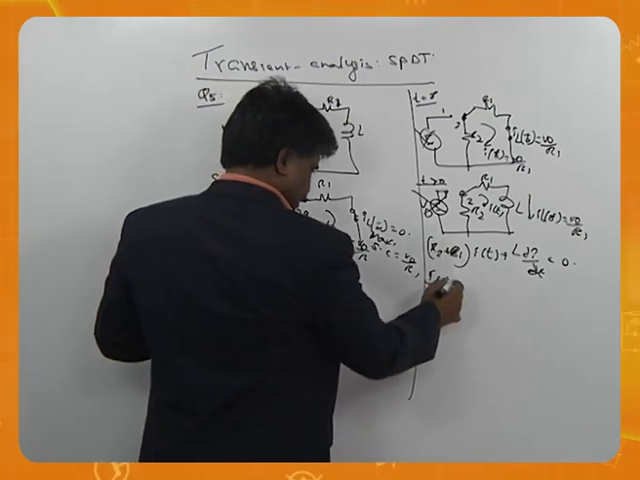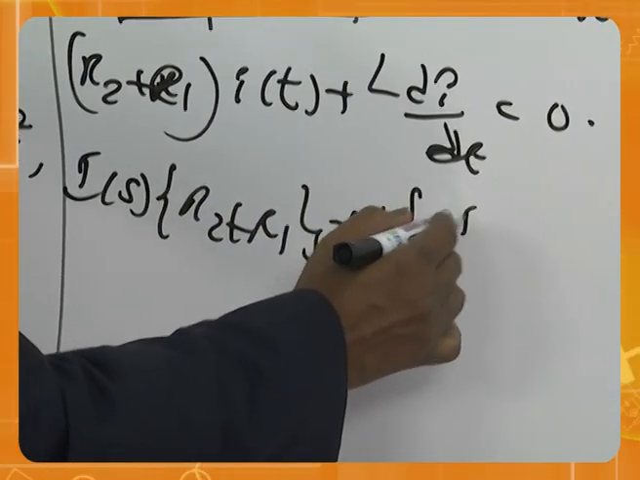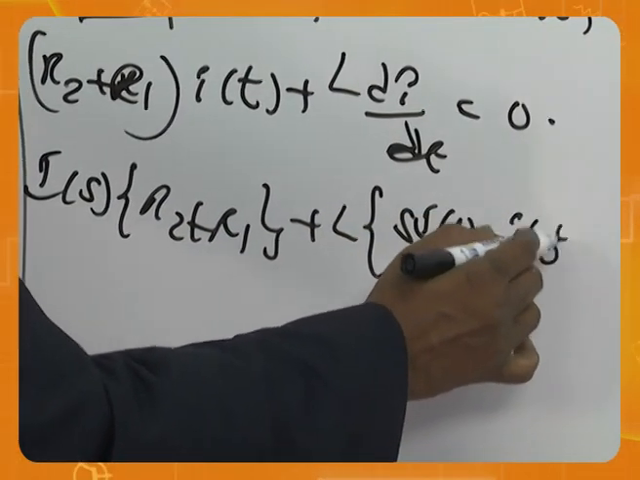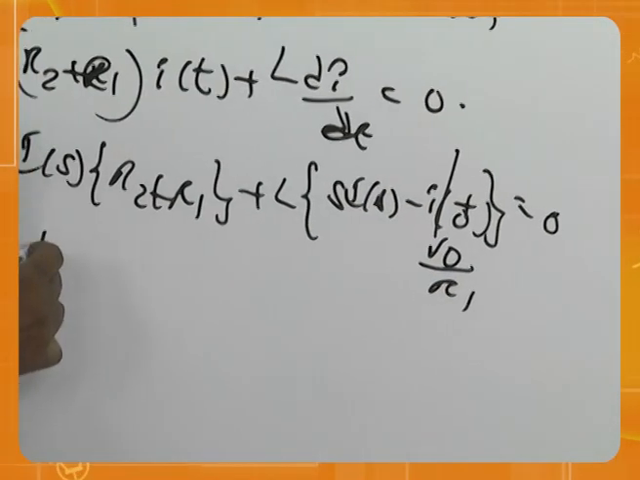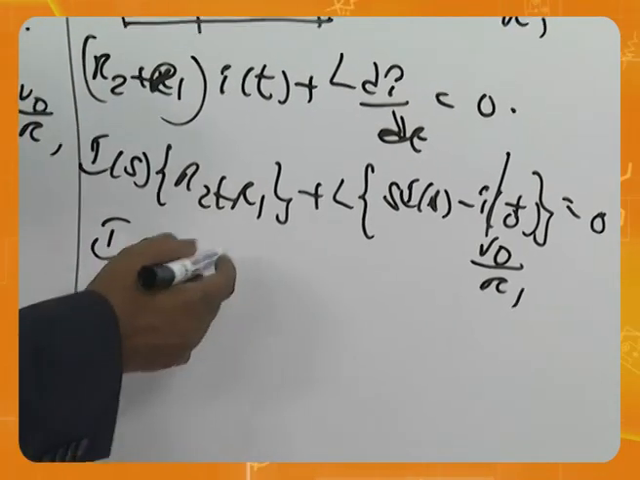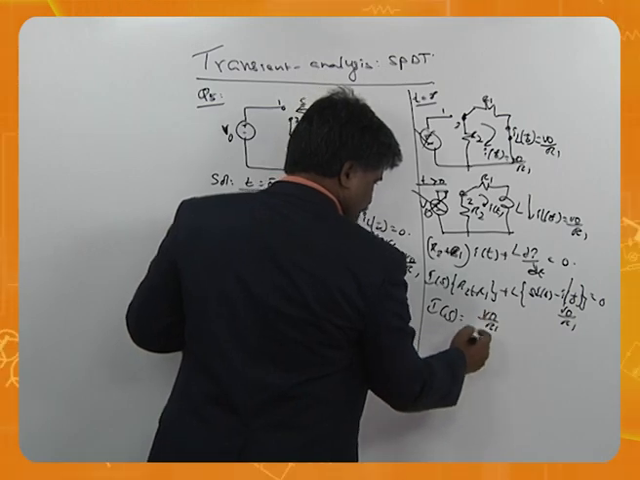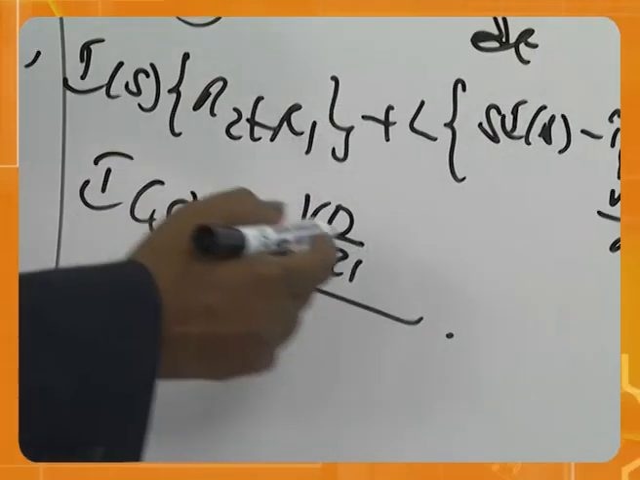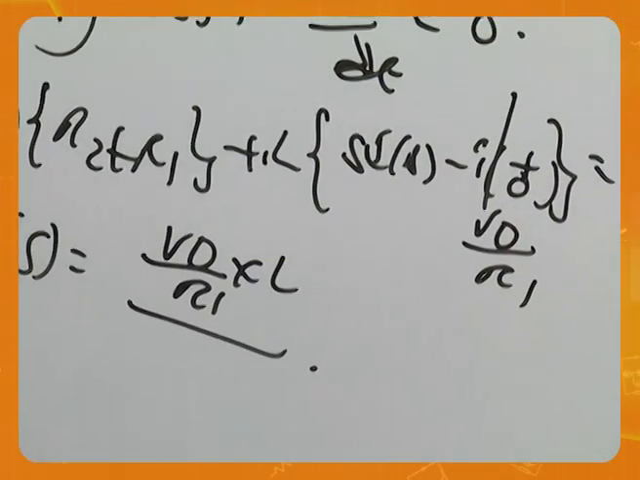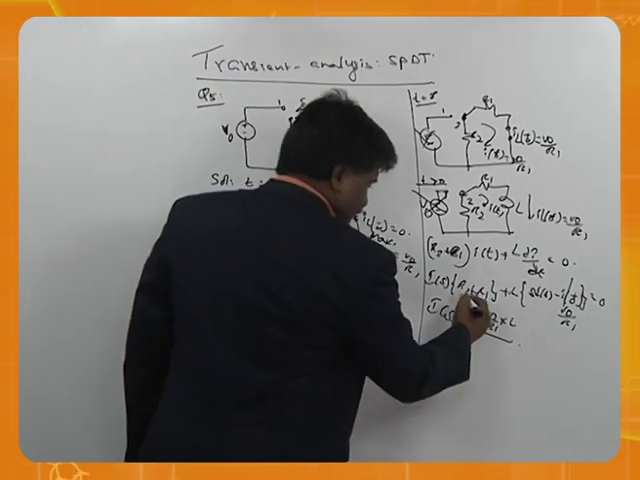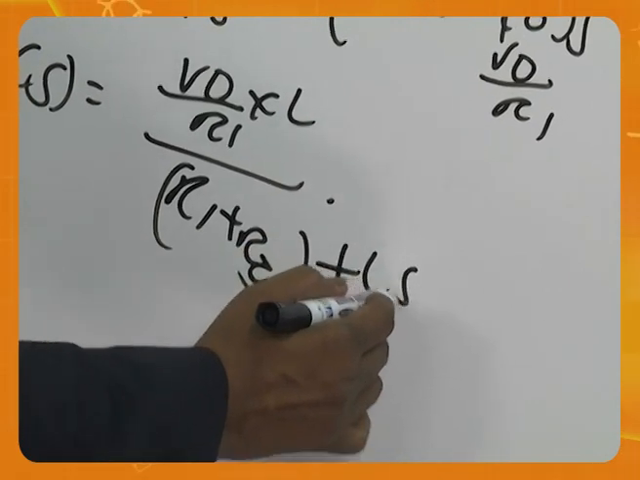Now if you take I of s, (R2 plus R1 plus Ls) into I of s minus I of 0 plus, and this you know is V0 by R1. So I of s is nothing but V0 by R1 into L also will be there, because this L is also multiplied there, by R1 plus R2 plus Ls.